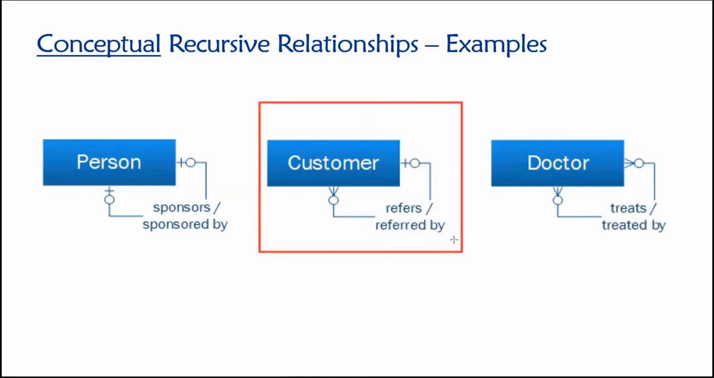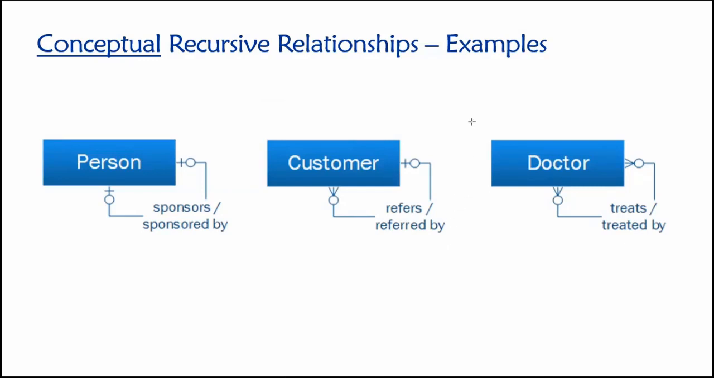Here we see a one-to-many recursive relationship. This is a referral relationship in this example, and that's very common. Maybe you've seen some of these things like, hey, if you refer your friends, for every friend that you refer, we'll give you a $5 discount on your next bill or something like that. Okay, so each customer can refer potentially many other customers to the company. Okay, but each customer is referred by at most one other customer. So this is a one-to-many recursive relationship.